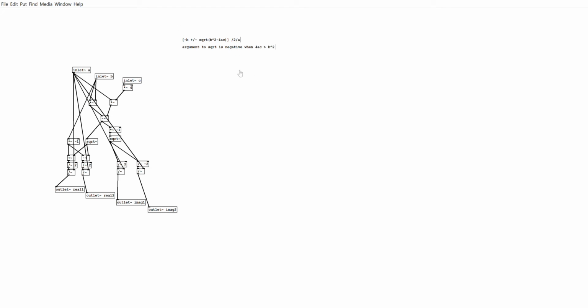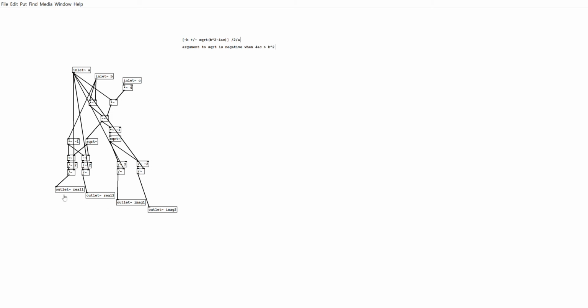the quadratic equation. I have it written up here, and there's a really important feature of the quadratic equation, and that's when the quantity 4ac is greater than the quantity b squared, the output of the quadratic equation will be complex. And of course, that's because the argument to the square root part of this function will be negative in that case. And when the argument to a square root function is negative, its output is imaginary.